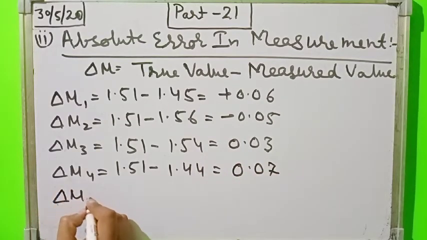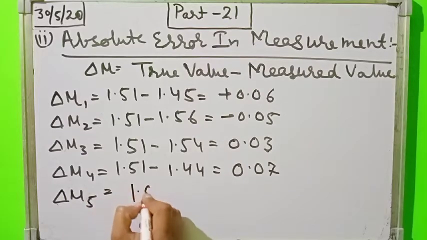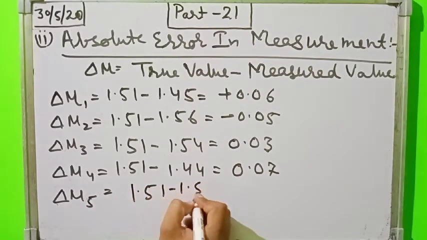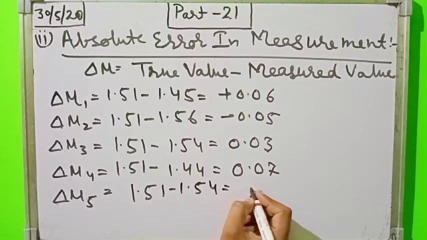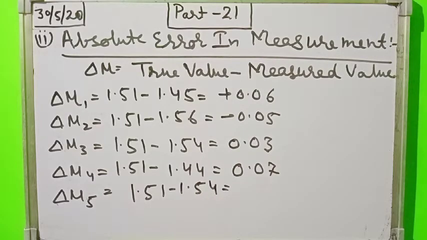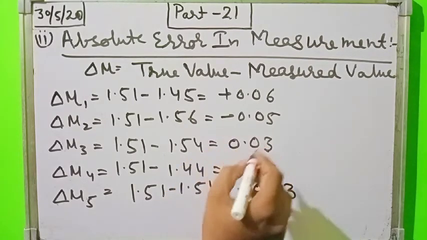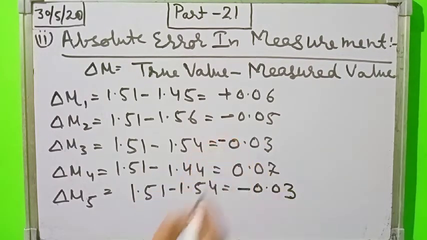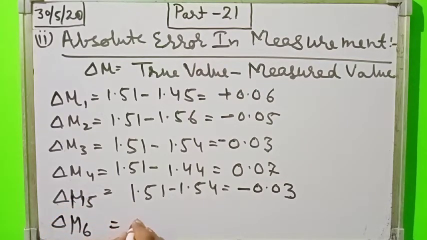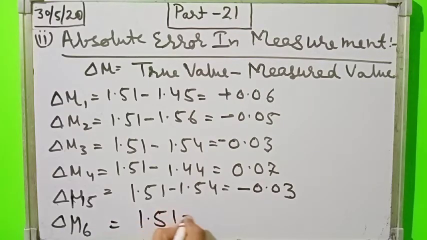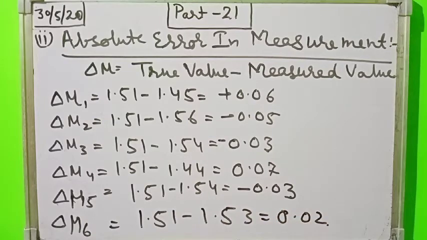Del mu5 is equal to 1.51 minus 1.54, and it is equal to minus 0.03. And del mu6, all these are refractive index, mu6, is 1.51 minus 1.53, that is equal to 0.02.